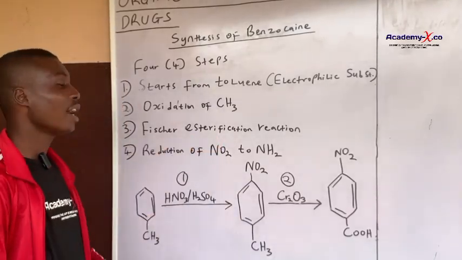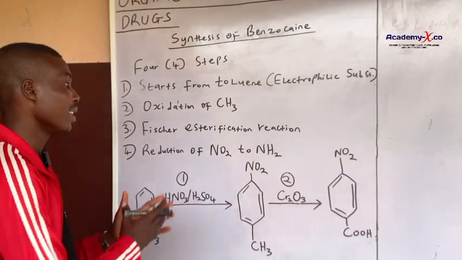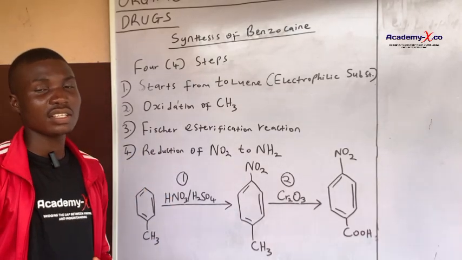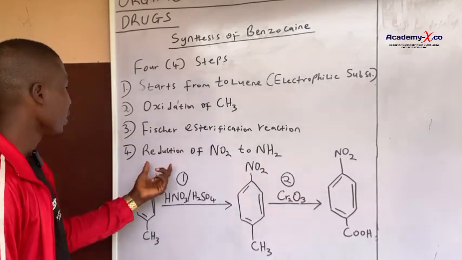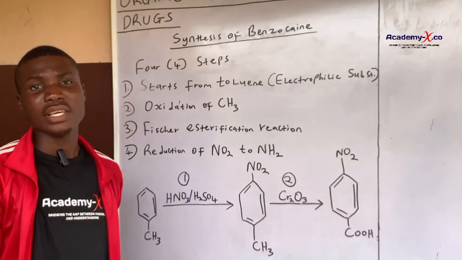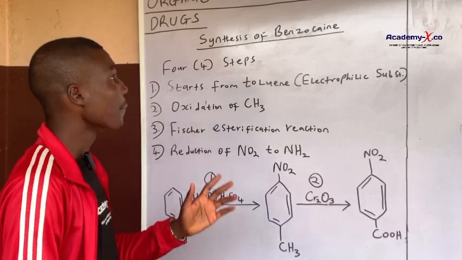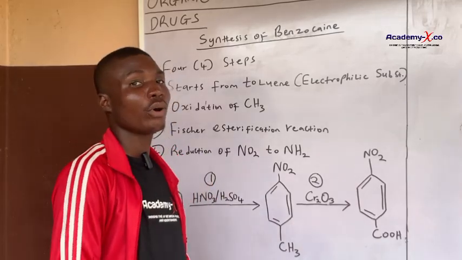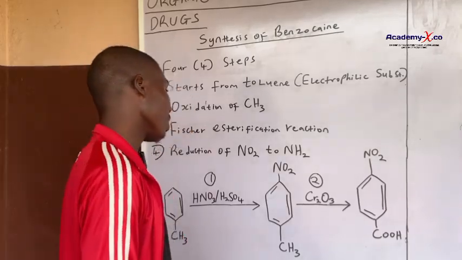And then the next thing we have is a Fischer esterification reaction. So an ester is being formed. Remember, benzocaine is an ethyl ester of para-aminobenzoic acid, or PABA. The next step is the reduction of the nitro group to an amine group, and in that way we have our benzocaine, which is ethyl 4-aminobenzoate or ethyl para-aminobenzoate.